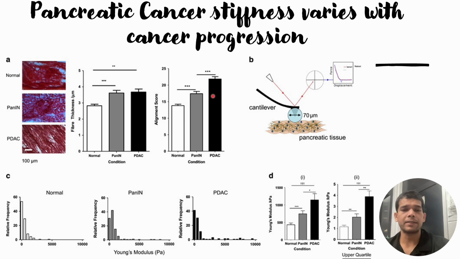Thereafter, they checked the Young's modulus of the pancreatic cancer tissues using AFM. The schematic is shown in panel B, showing how they measure Young's modulus using atomic force microscopy. They used a 70 micrometer ball and rolled it around to check the pancreatic tissue Young's modulus across the region. And they are able to see that there is a variation in stiffness.